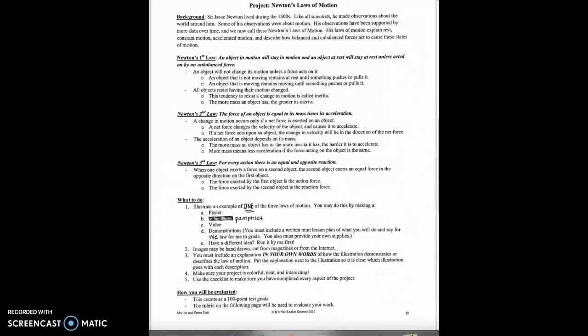You must include an explanation in your own words of how the illustration demonstrates or goes with your law. So if you're not doing a demonstration and you just have the visual representation, you need to have the picture and then a description beside the picture of how that is describing your law of motion. Then make sure that your project is colorful, neat, and interesting. Use the checklist that we're about to go over to complete every aspect of your project. This will be a 100-point test grade, and there's a rubric that we'll go over as well.